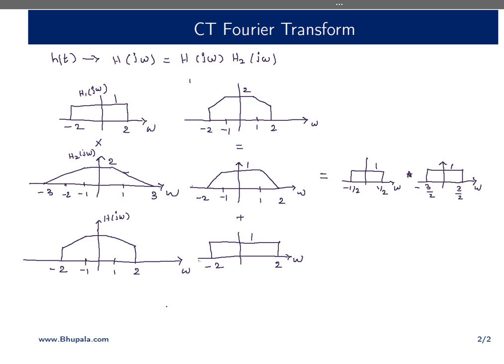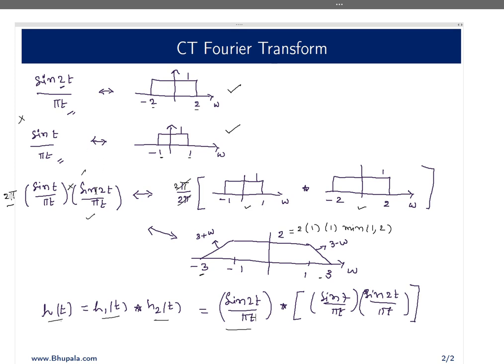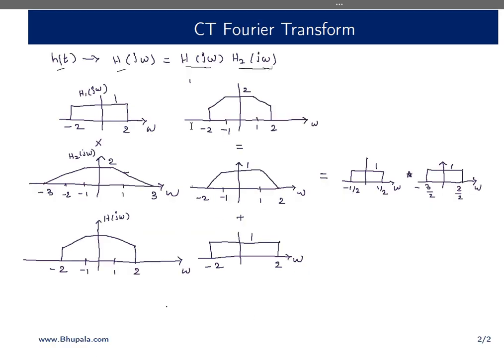Okay, so if you go to the Fourier domain, what happens? h of t will have h of j omega as its Fourier transform. Convolution in the time domain corresponds to multiplication of the Fourier transforms. So h1 of j omega would be a rectangle from minus 2 to plus 2. Why? Because h1 of t is sine 2t by pi t, and hence the corresponding signal will have a Fourier transform that is a rectangle from minus 2 to plus 2.